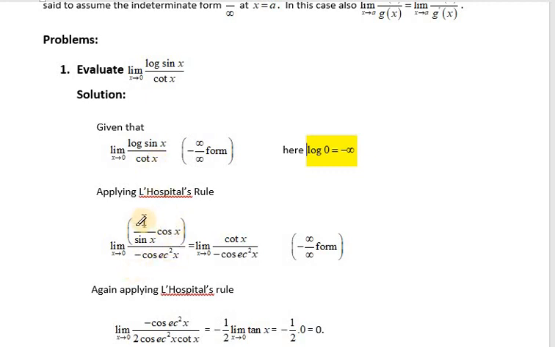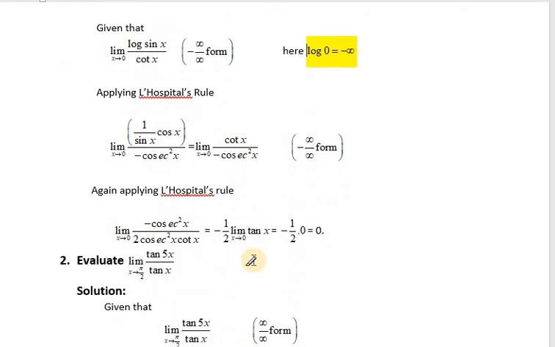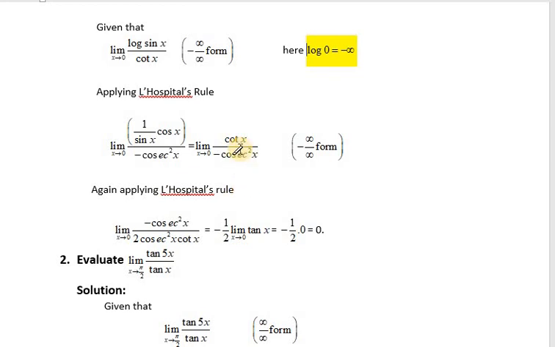Further simplifying this, cos x by sin x is cot x, by minus cosecant square x, that is limit x tends to 0 of cot x by minus cosecant square x. Again it is infinity by infinity form. We will have to apply the L'Hopital's rule. That means we have to differentiate both the numerator and denominator of this.